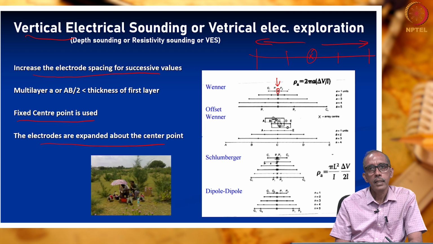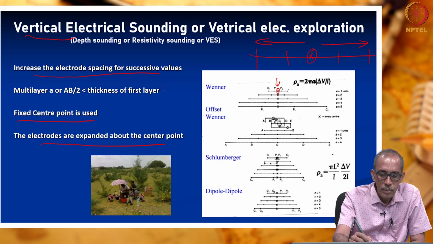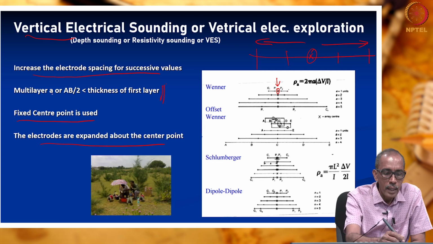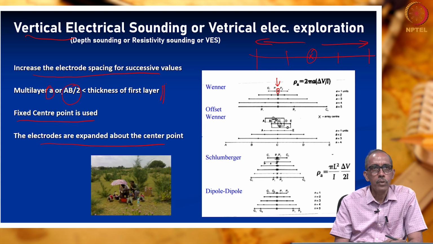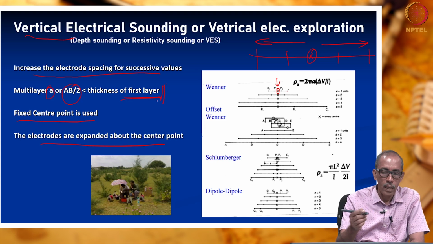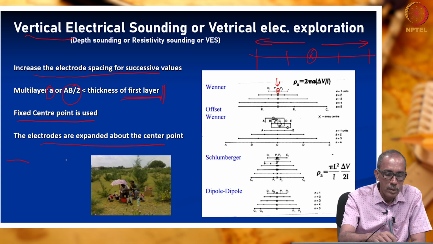Usually, what is the distance we should start with? That is what has been stated here, right? Usually, in a multi-layer case, the distance A, if you are using Wenner method, or AB by 2, has to be lesser than the expected thickness of the first topmost layer, right? So, this is the ground surface, right?